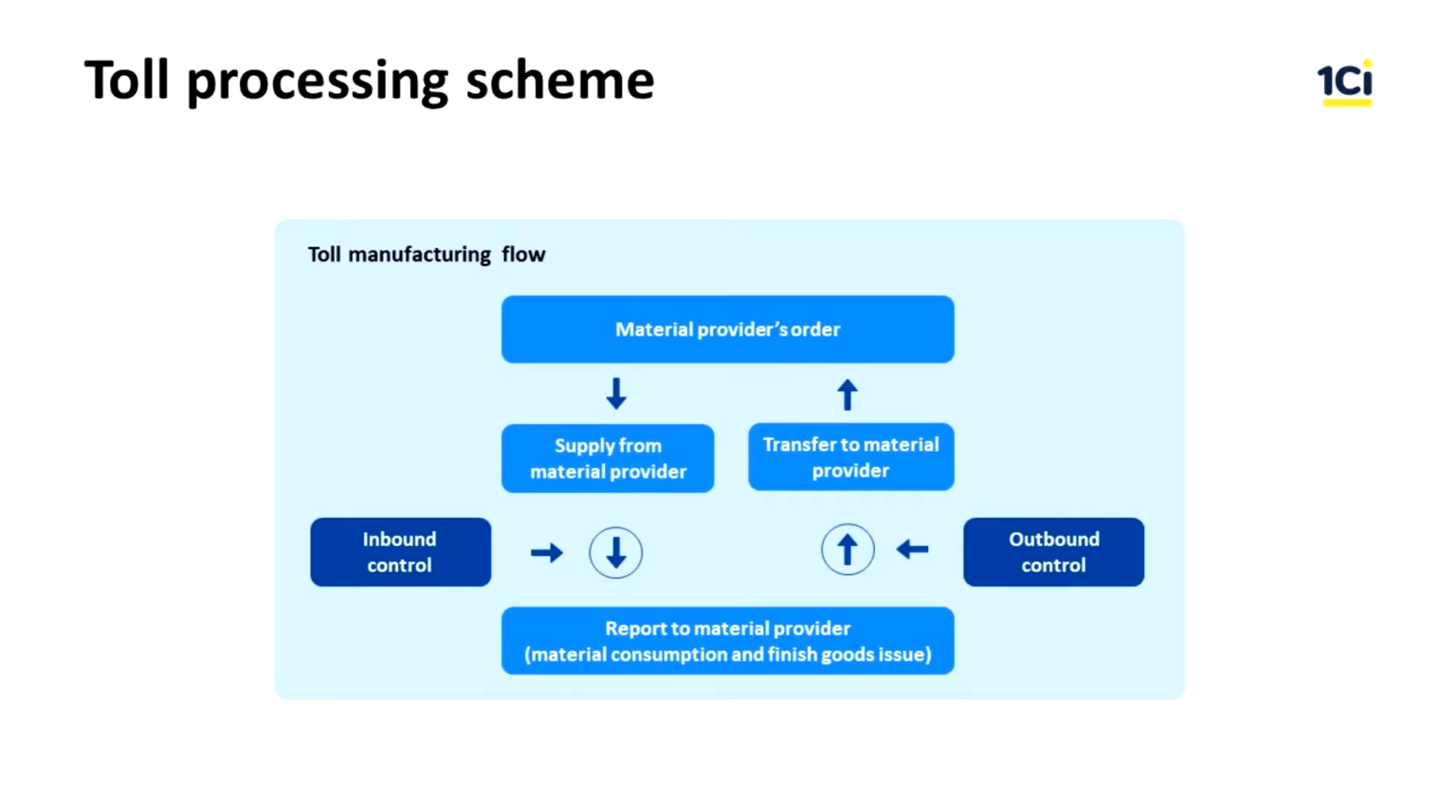We'll also record the output using the production order and perform such operations as return of materials to the material provider, product handover to the material provider, reporting to the material provider, and recording work output all in place. We'll also have a look at the reports related to production from materials supplied by the customer.